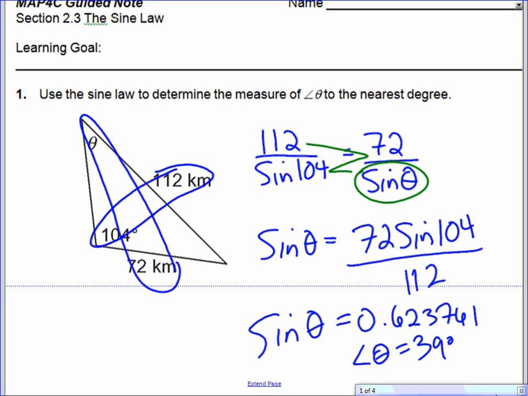How's that? Does anyone vaguely remember this from before? If you've been out of school for a while, this is not something you just magically keep in your head, okay? But it will come back as you practice it. Sine law is the easiest of the two. Cosine law has a little bit more involved in it.